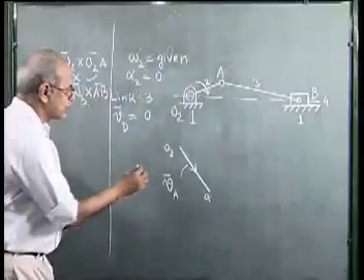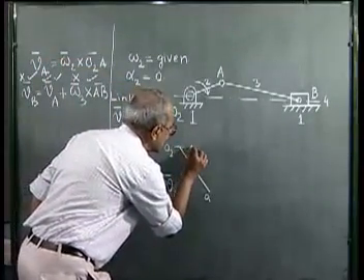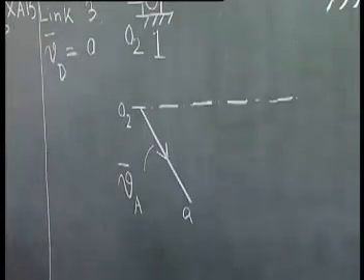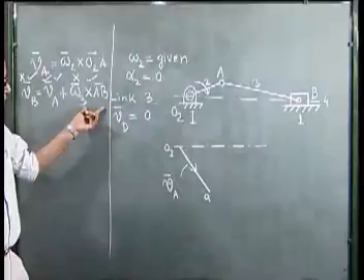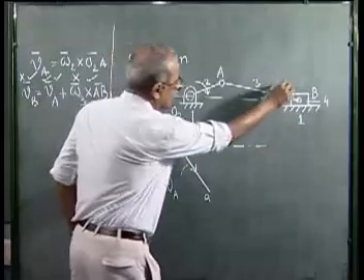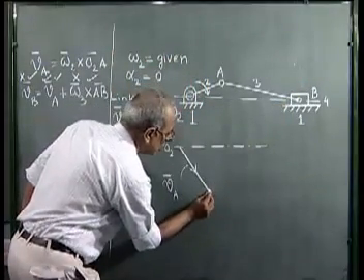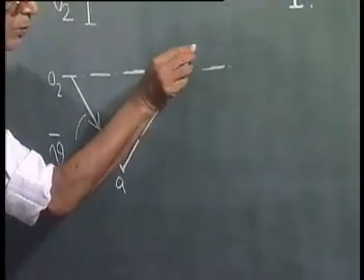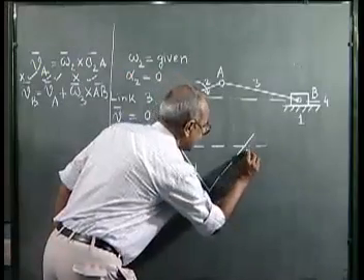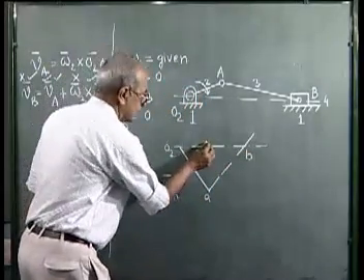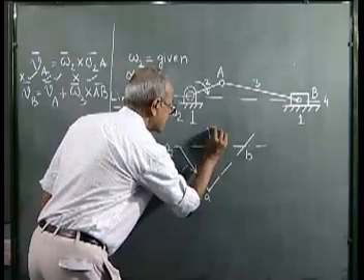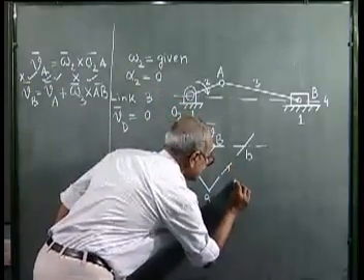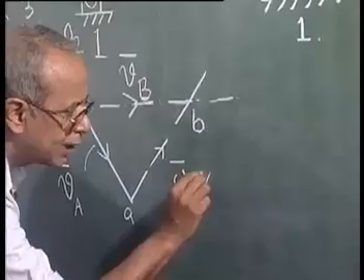To satisfy this equation, because VB is horizontal, I draw a line horizontal and passing through o2. Now this vector omega 3 cross AB is perpendicular to AB. So, through a, I draw a line which is perpendicular to capital AB. And these two lines intersect at the point b. So, this vector o2b represents the velocity of the point B, and this vector ab represents omega 3 cross AB.